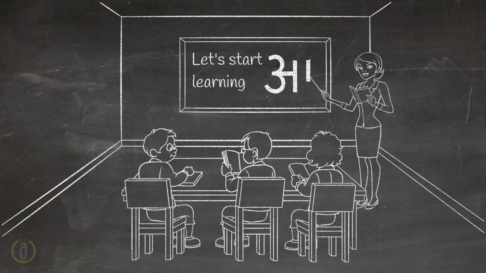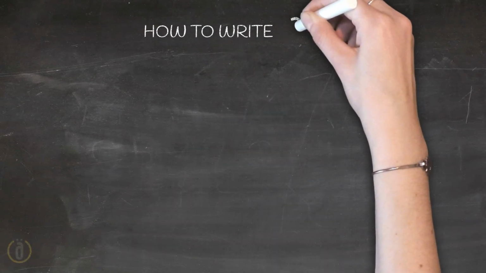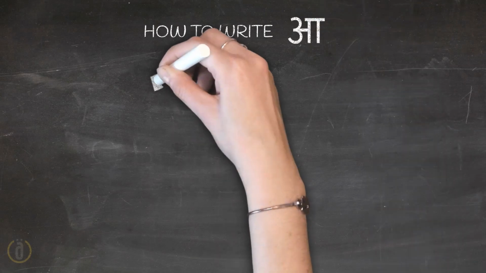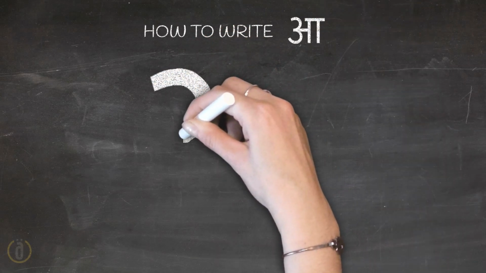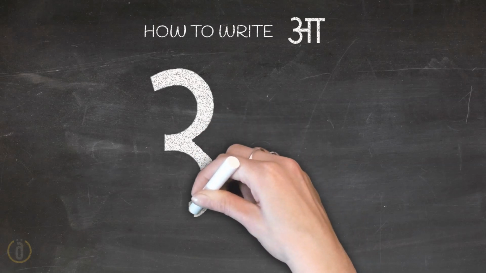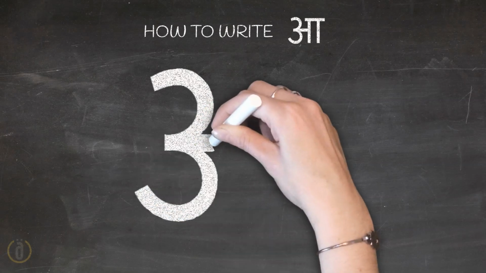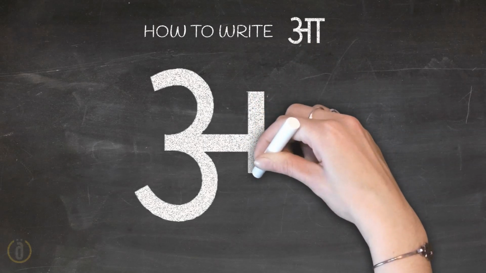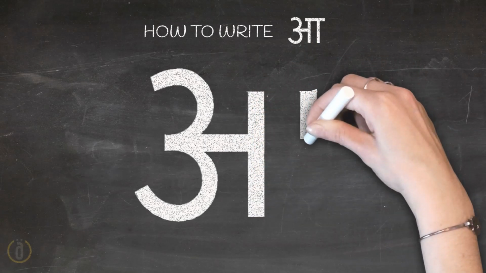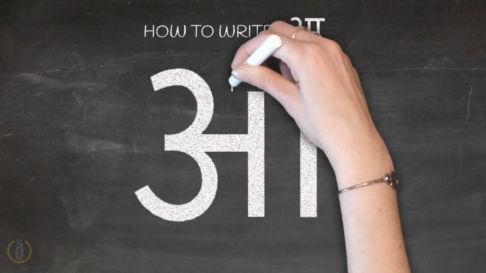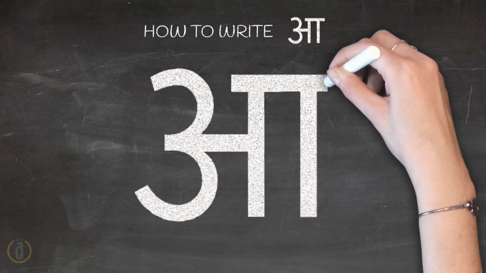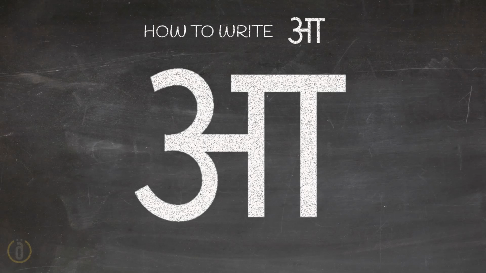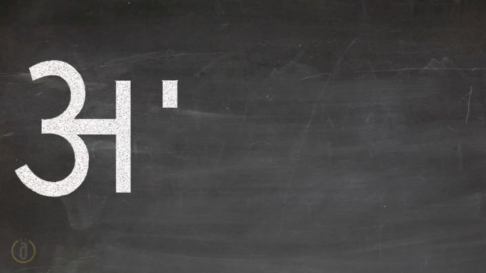Let us start learning A. How to write A? Draw a semicircle and connected to that another semicircle. Then draw a sleeping line from the center like this and draw a standing line touching the sleeping line and draw one more standing line next to it. Finally, draw a sleeping line on the top. Now we have learned A.